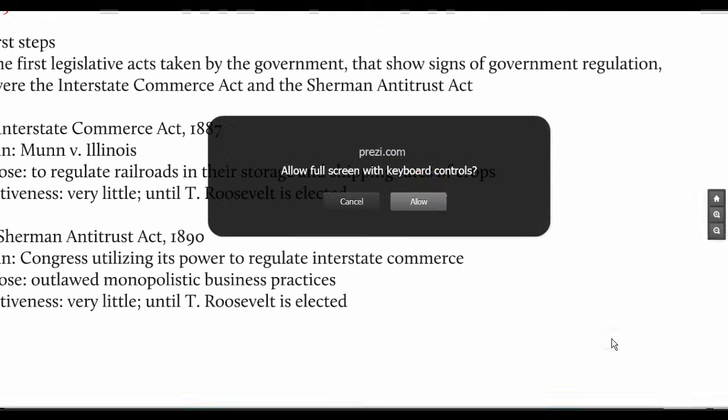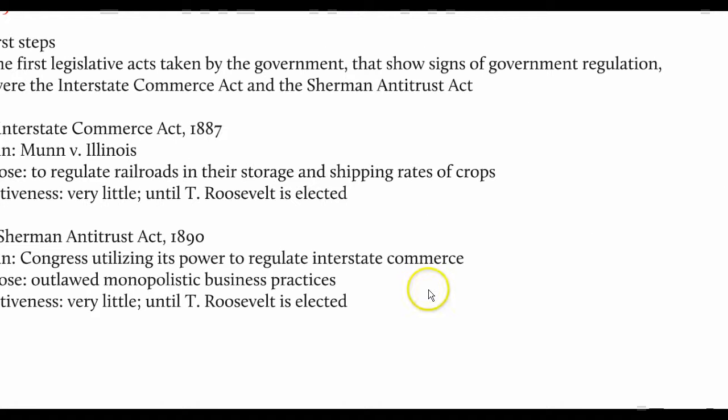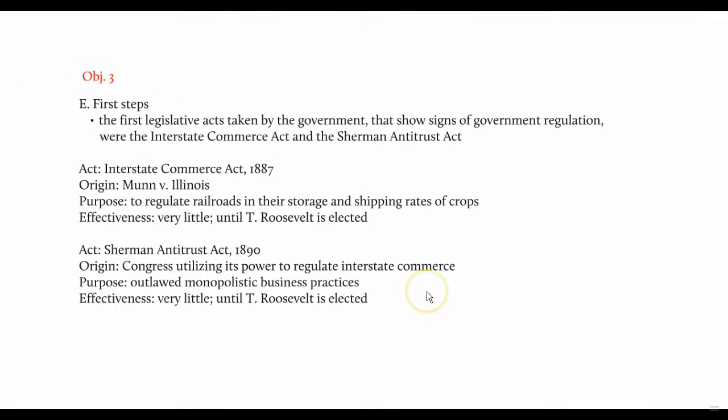and the Sherman Antitrust Act. The Interstate Commerce Act is the first act that shows any kind of government regulation. The story behind this, the way this plays out: Munn is an owner-operator of a storage facility in which farmers from the Midwest bring their crop to him to store until it's sold, and then it gets transported out on the railroad.